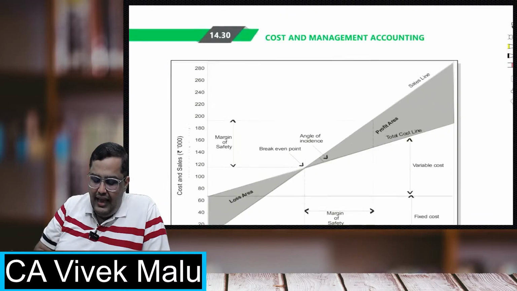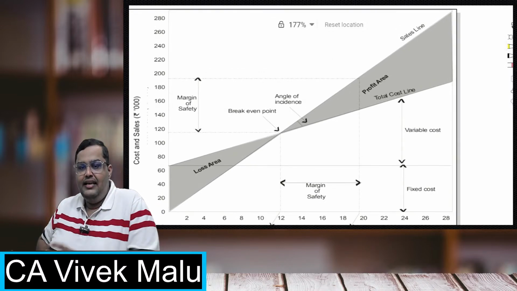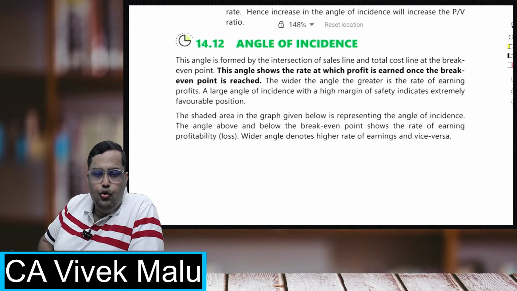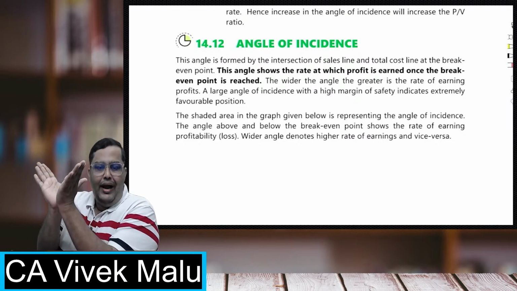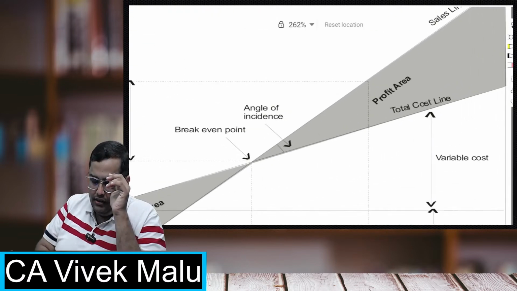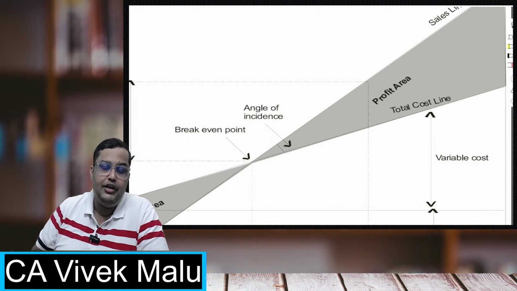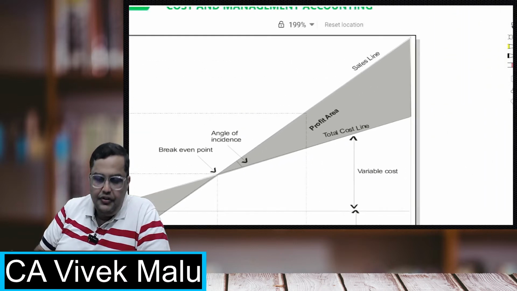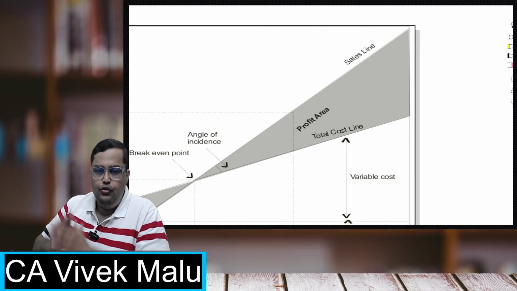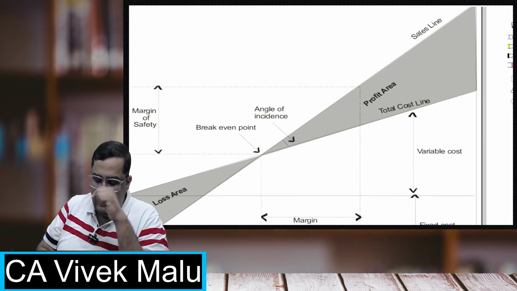And one more thing is there, this is the angle of incidence. Angle of incidence is basically the point of intersection between the sales line and the total cost line. The wider it is, the better for us, because if it is big enough, it means it is going to give you very high profits if you try to increase the volume. So that angle of incidence is after the break-even point, between the total cost line and the sales line. That angle has to be big enough for us to earn greater revenue. Okay, that is the angle of incidence.